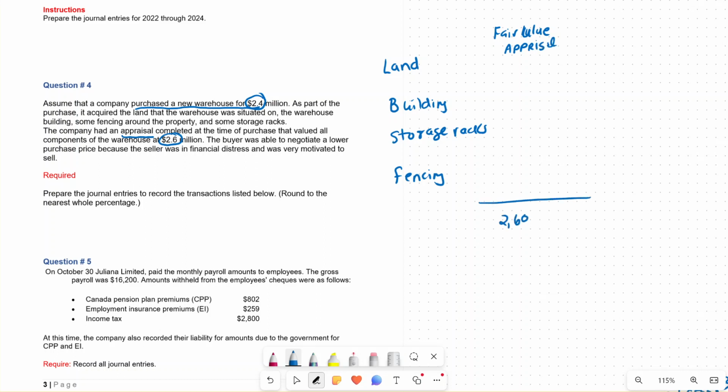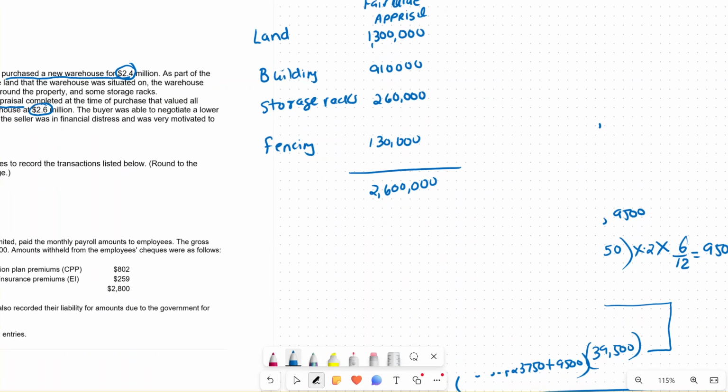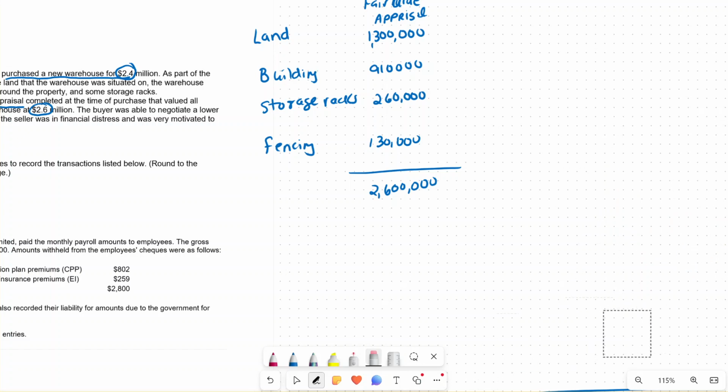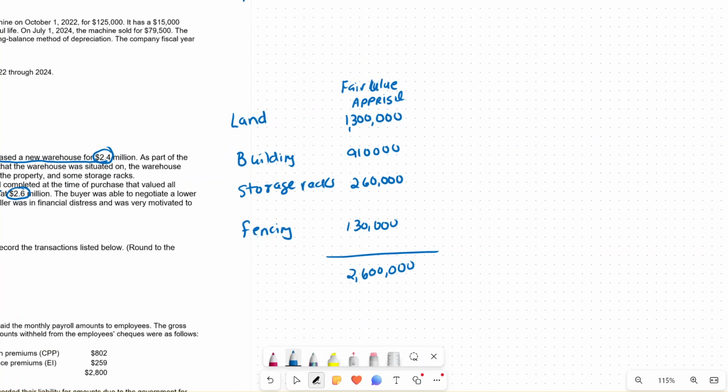So this is 2.6 million altogether. The fair value of the land will be 1.3 million. The building will be 910,000. The 260,000 is my storage rack, and fencing is your 300,000. Again, the fair value and the appraised value are exactly the same. The question can give you fair value, or the question can give you appraised value.